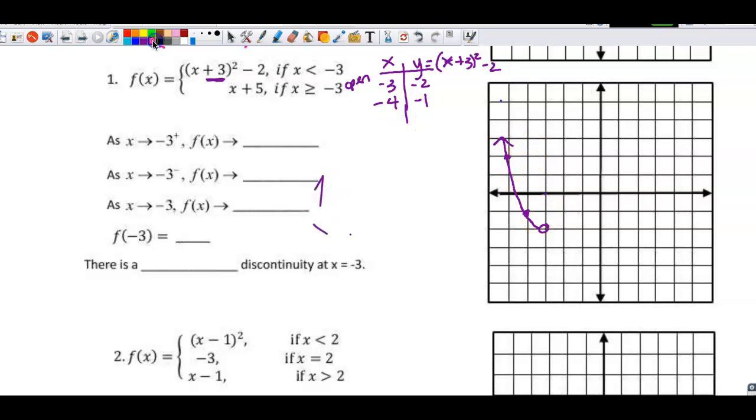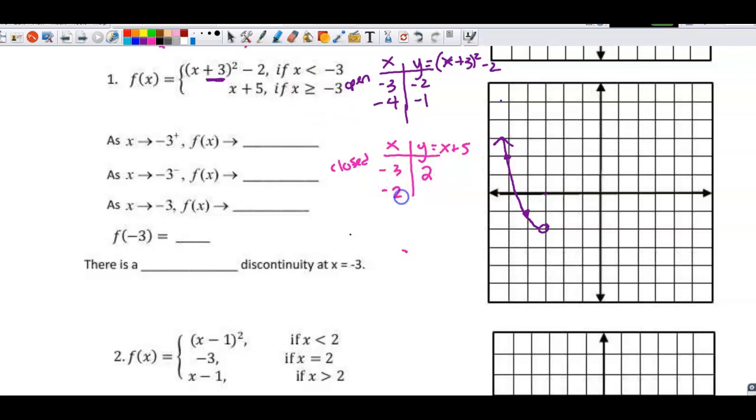Okay, let's do the next part. This says x plus 5 for x greater than -3. So I'm going to make another table. This is x's, and this is y equals x plus 5. I'm going to plug in -3, and this is a closed dot because it's equal to. So -3 plus 5 is 2.